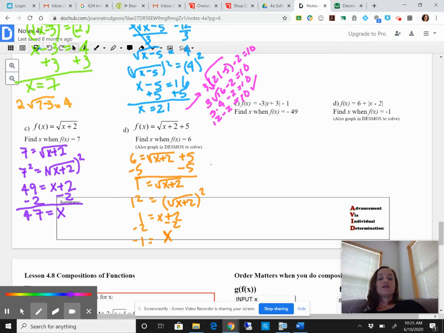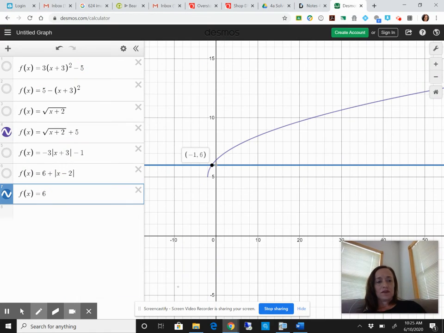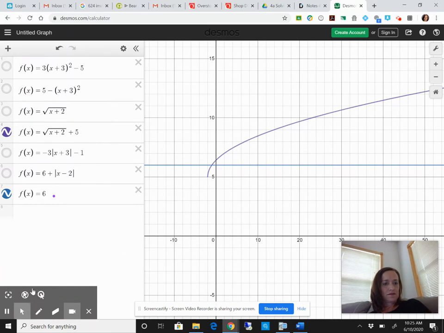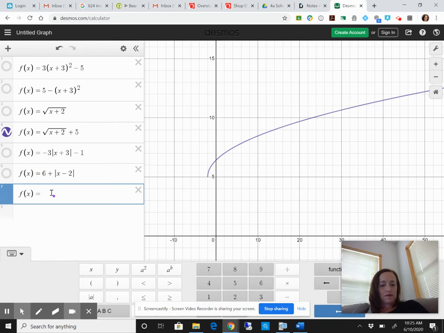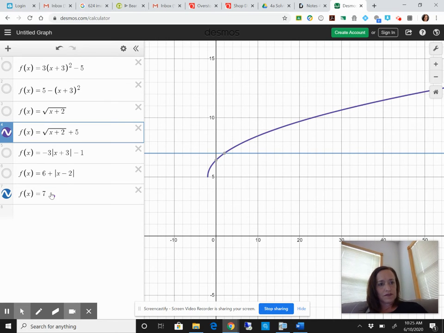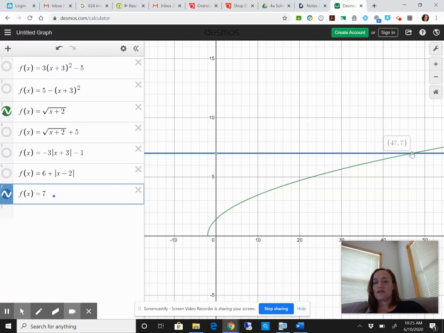So for this problem C, you should have gotten x equals 47. If I stick 47 into this equation, 47 plus 2 is 49. The square root of 49 is 7. When you look at this graphically, I'm going to put 7 in here, and that was this one. I have to use the pen for this for some reason. Usually I can use my finger, but it's being picky. All right, so you can see that where they cross is right here, when x is 47 and y is 7.